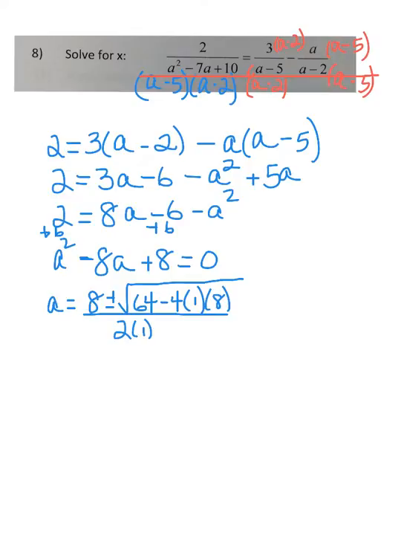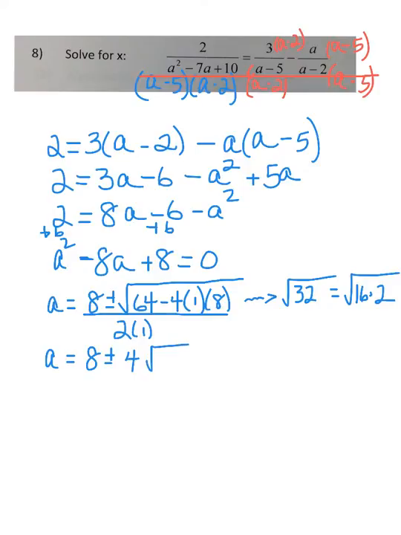Okay. Now, I can put this radical in my calculator, and when I do that, I'm going to get the square root of 32. And I know that the square root of 32 can break down to 16 times 2, and 16 is a perfect square, right? So I'm going to write a equals 8 plus or minus. All right, here we go. So the square root of 16 times 2. Well, the square root of 16 is 4, but the square root of 2 is just the square root of 2.